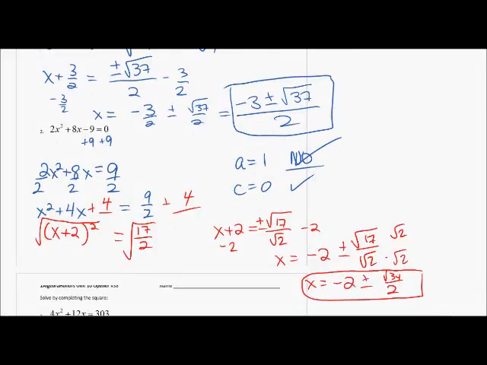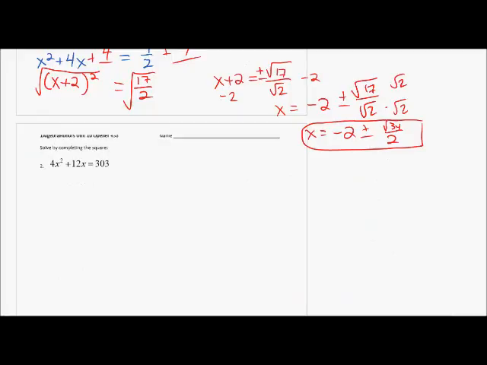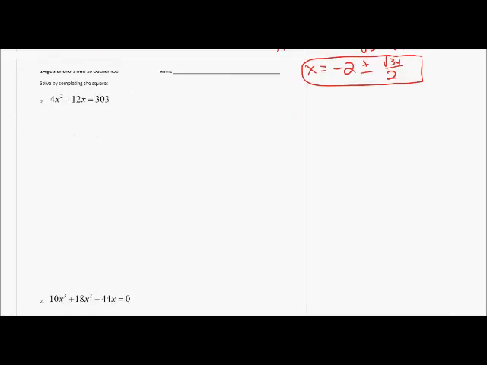Number 30, opener 38. I'm going to continue this process. Again, my a value is not yet 1, so I'm going to divide everything by 4. X squared plus 3x equals, and 4 goes in there.